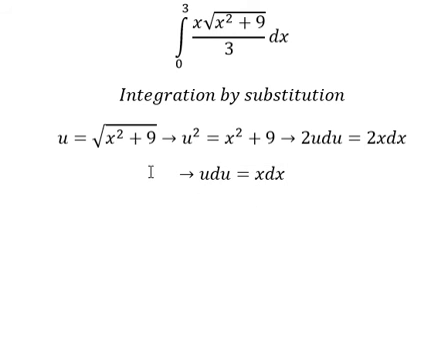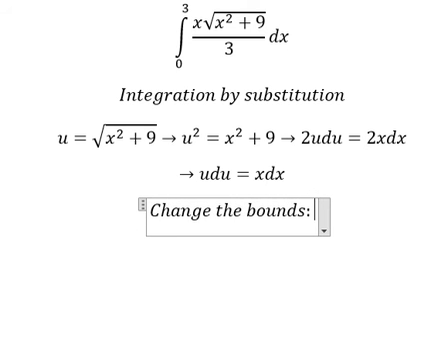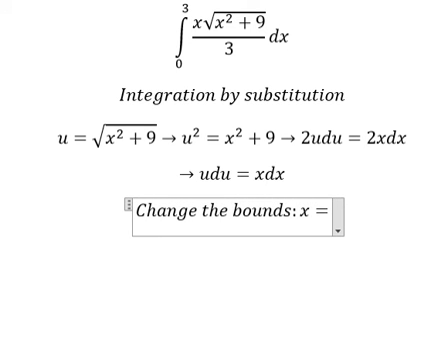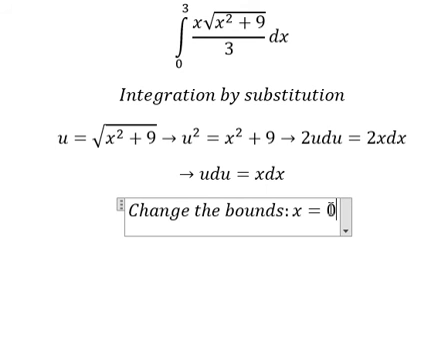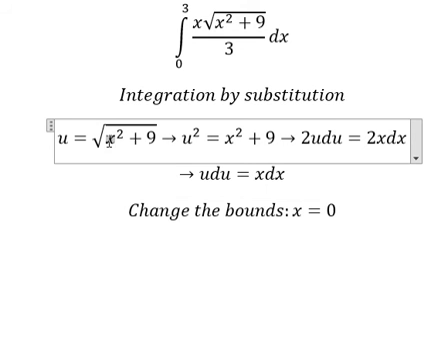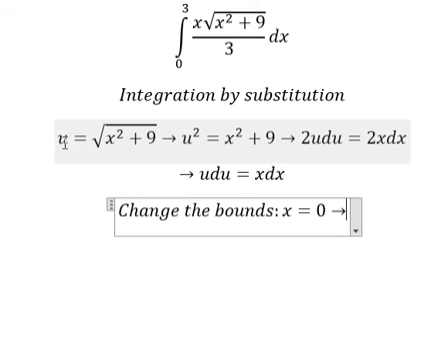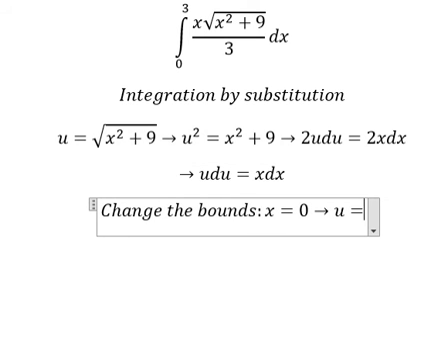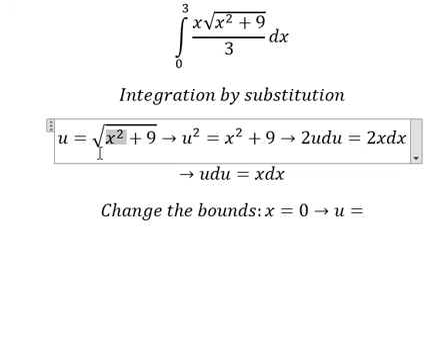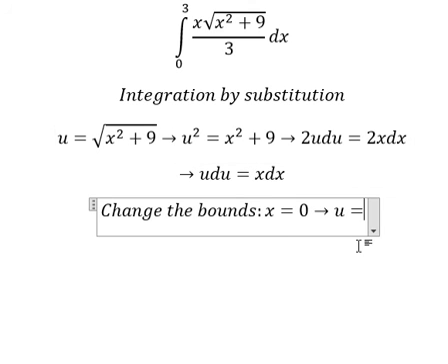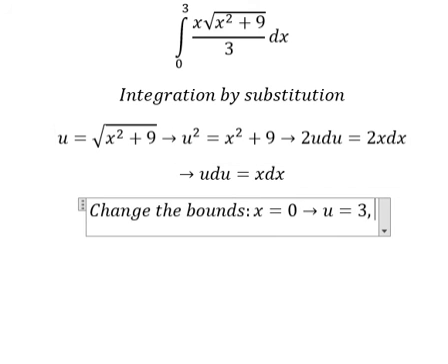Next, we need to change the bounds. When x equals 0, I will put 0 in here, and we get the final value of u in here. So we put 0 in here. The square root of 9, you get 3.